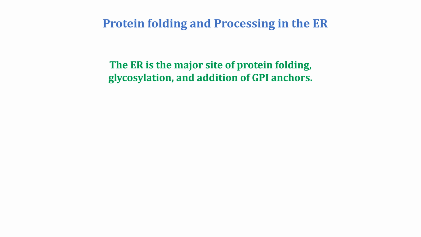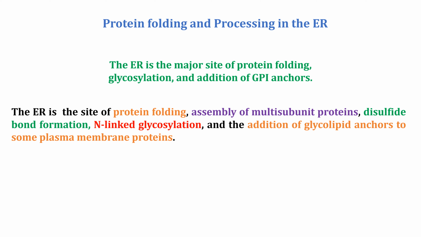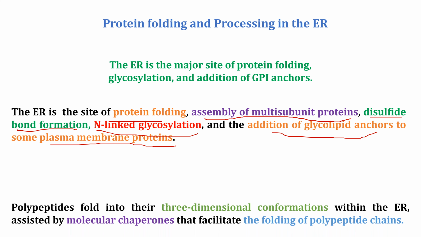The ER is the major site of protein folding, glycosylation, and addition of GPI anchor. First, the ER is the site of protein folding, assembly of multisubunit proteins, disulfide bond formation, which is only formed in the ER lumen, N-linked glycosylation, and the addition of glycolipid, the GPI anchor, to some plasma membrane proteins.